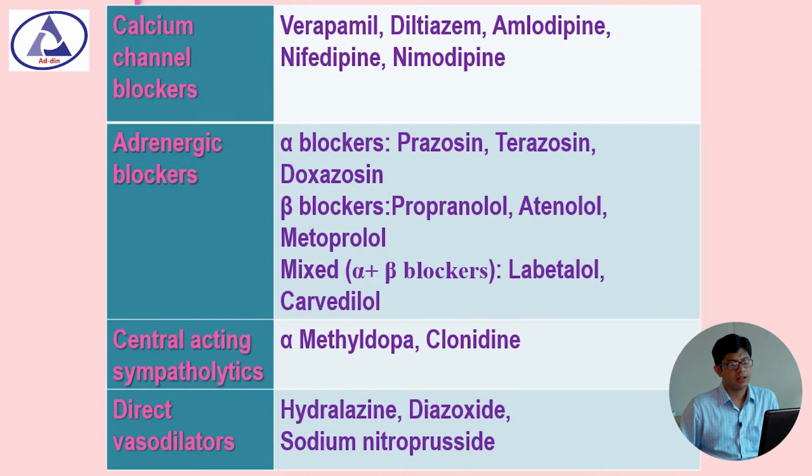Calcium channel blockers. There are two types of calcium channel blockers: vessel selective and cardioselective. Calcium channel blockers include verapamil, diltiazem, amlodipine, nimodipine, and nifedipine. Adrenergic blocking drugs: alpha blockers include prazosin, doxazosin, terazosin. Beta blockers include propranolol, atenolol, and metoprolol. Mixed type, both alpha and beta blockers, include labetalol and carvedilol. And centrally acting sympatholytic drugs like alpha-methyldopa or clonidine, and direct vasodilators, which include hydralazine, diazoxide, and sodium nitroprusside.